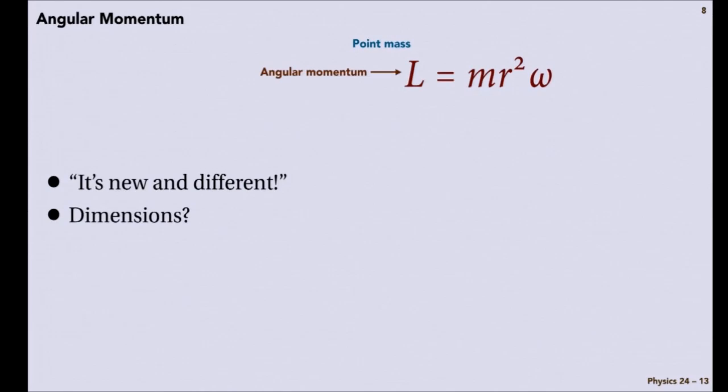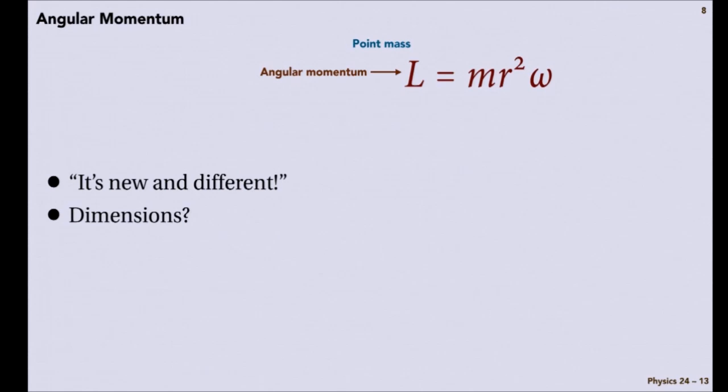If we're going to make a definition that we hope is consistent with the things that we've just observed, we're going to call angular momentum L, the quantity for a point mass, the product of the mass, the square of the distance from the axis of rotation. Okay, now, for all you symbol worshipers, you got to get it right.